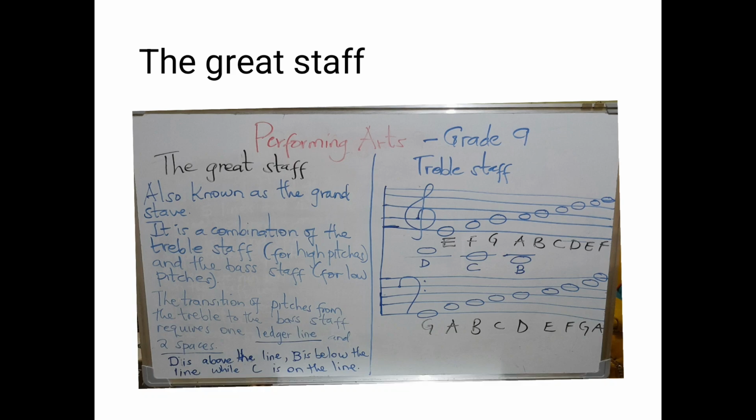For us to be able to indicate those pitches correctly, you will use the same line like a broken line. D will be above the line and B below the line, but it is only one ledger line. Kindly note how to correctly indicate that.